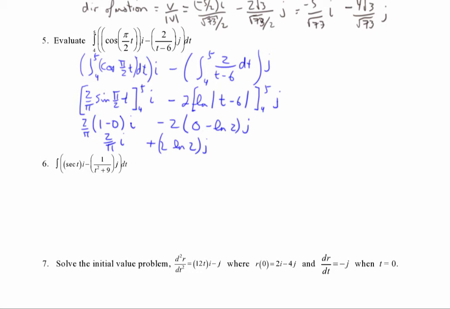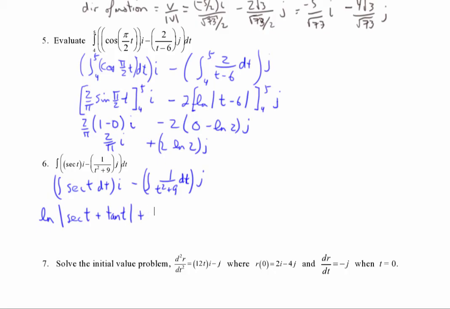So that's a definite integral, and now we have an indefinite integral, so we have to do the same idea, piece by piece. We'll have the integral of secant of t dt i minus the integral of 1 over t squared plus 9 dt j. So we just need to integrate those. If you don't remember, we can rederive it, but I'm just going to write it down: ln of secant t plus tangent t, absolute value of that, and we have a constant there, c1. And then we'll say i.